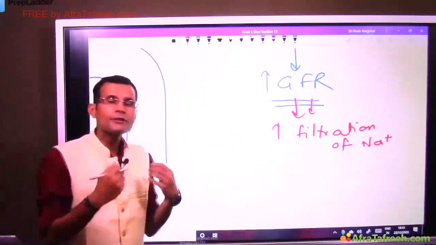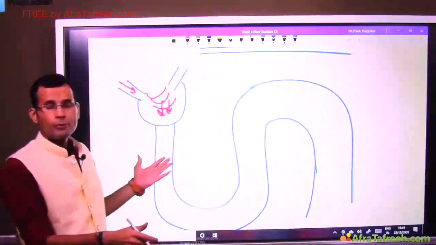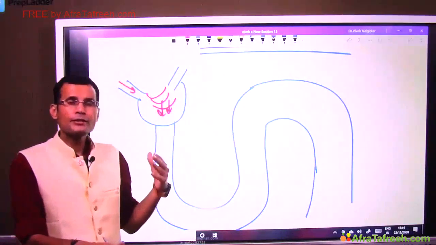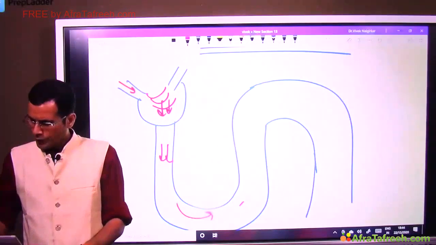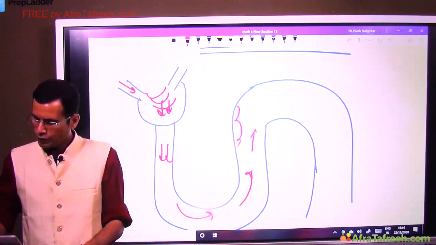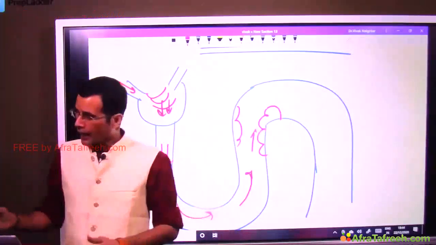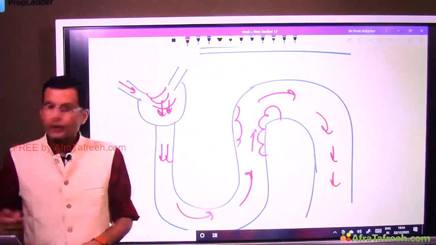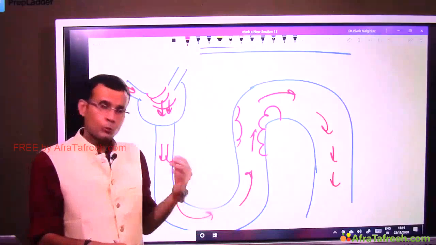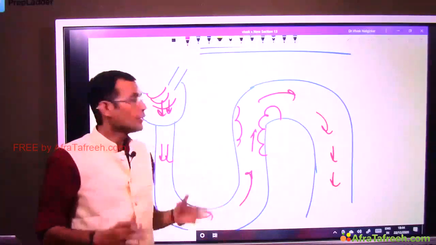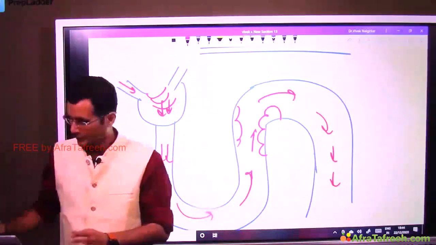And if there is increased filtration of sodium, it will be reabsorbed from the PCT. But imagine that there's increased flow of tubular fluids and a lot of sodium has got filtered and it has come to the distal nephron. Now there is a real possibility that this sodium might be lost into the urine because it could not be adequately reabsorbed. Sodium will be lost means water also will be lost. So we are looking at a possible fluid and electrolyte disturbance.